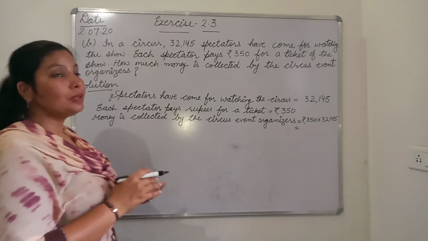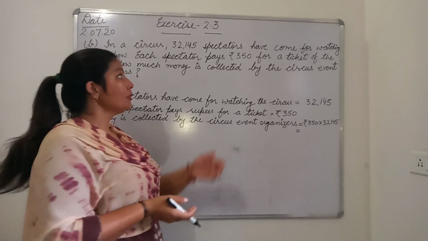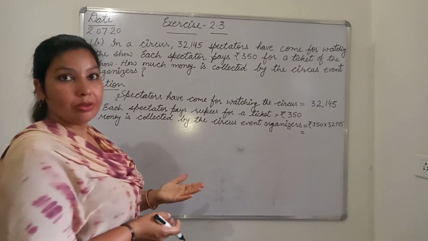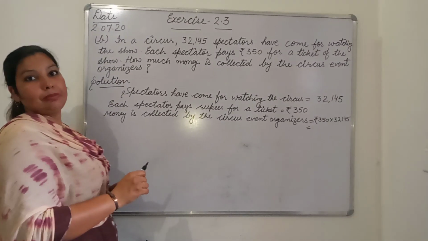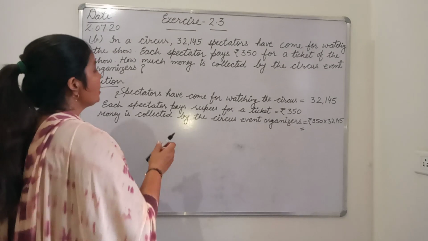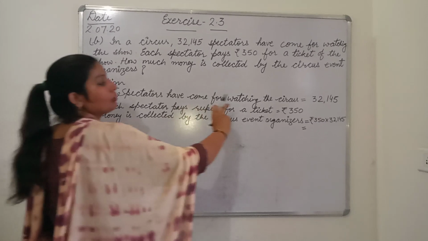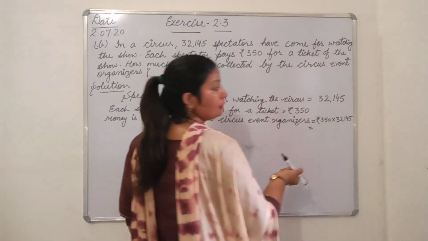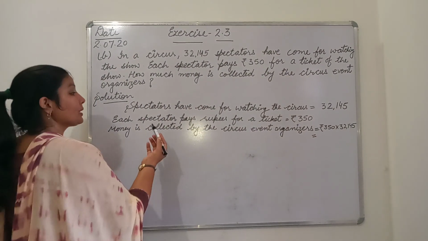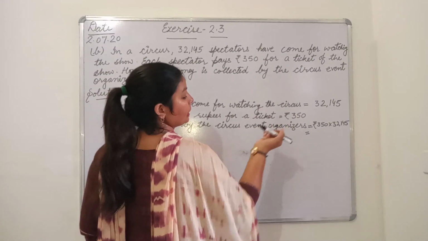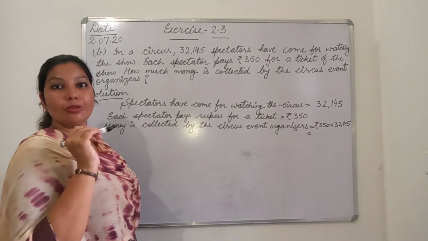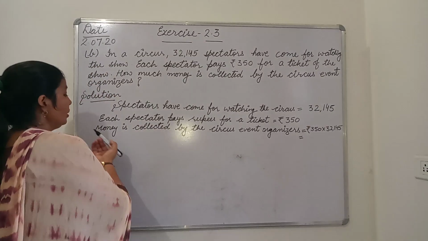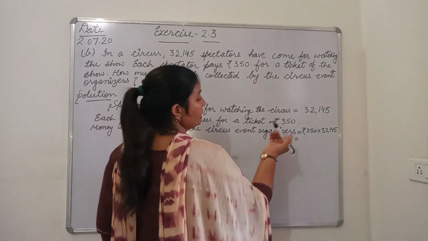Okay. So for more rupees we will do multiplication. For one person they are taking 350 rupees, so many people, many rupees. For that we will do multiplication. The first sentence: spectators have come for watching the circus. How many spectators come here? 32,145. Now each spectator pays rupees for a ticket. How much does one spectator pay? Rupees 350. Then money is collected by the circus event organizer.